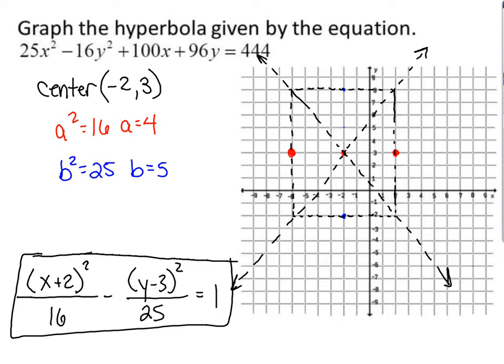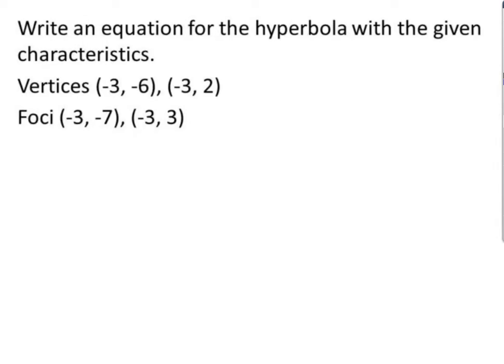When you graph, you're going to start at the vertices and go towards the asymptotes. Now you can also be asked to write an equation of a hyperbola if they give you different characteristics. Remember, just like when we were dealing with an ellipse, to find the center, you do the midpoint formula.